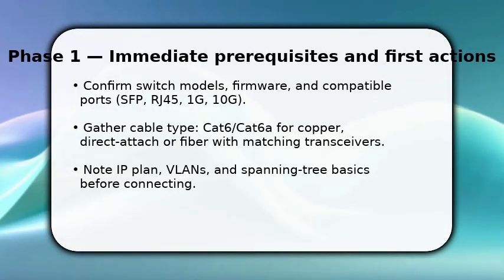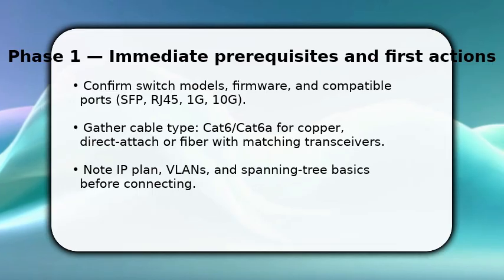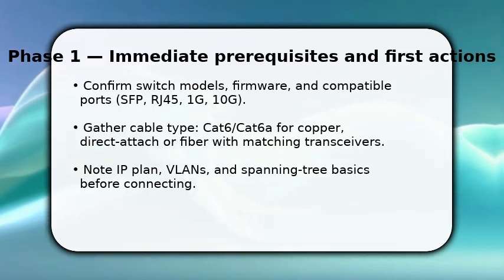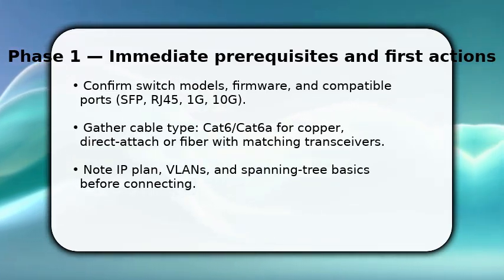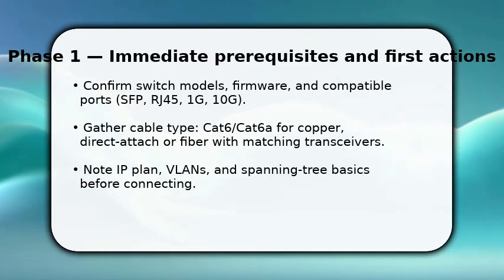You begin by verifying compatibility. Check model numbers, firmware, and available port types: SFP, RJ45, 1G, or 10G, so you don't create a mismatch. Once done, pick the correct cable, Cat6/Cat6A for copper or fiber with matching transceivers, and stage them.